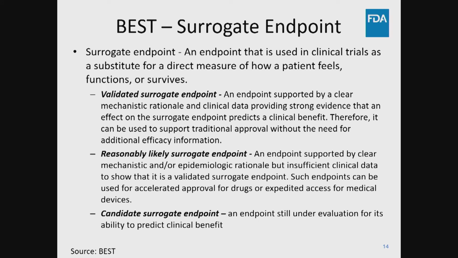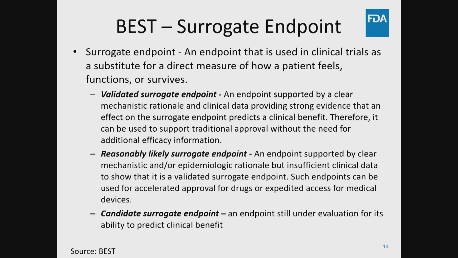Surrogate endpoints. So BEST defines surrogate endpoint as an endpoint that is used in clinical trials as a substitute for a measure of how a patient feels, functions, or survives. And it actually recognizes 3 different categories of surrogates based on the quantity and quality of evidence that supports their use as a surrogate. So the first is a validated surrogate endpoint.